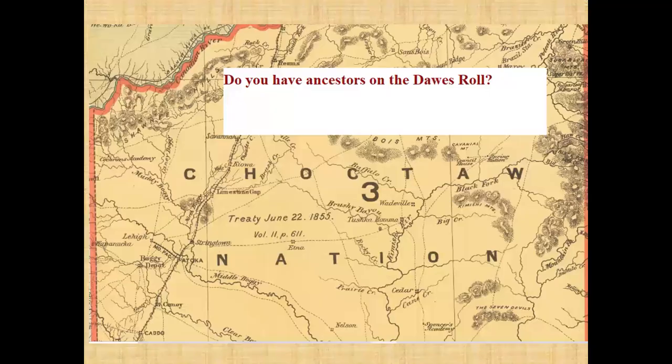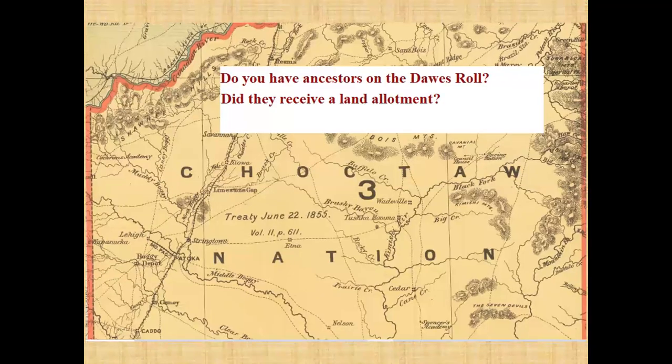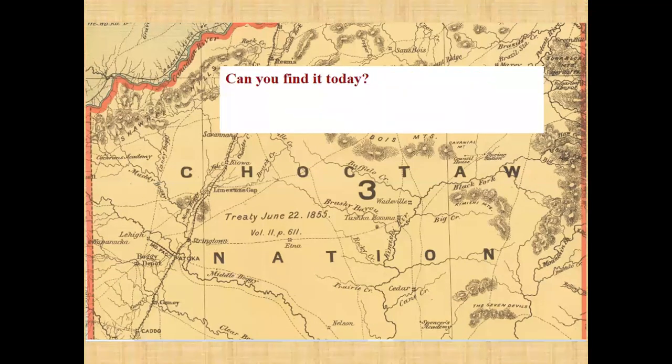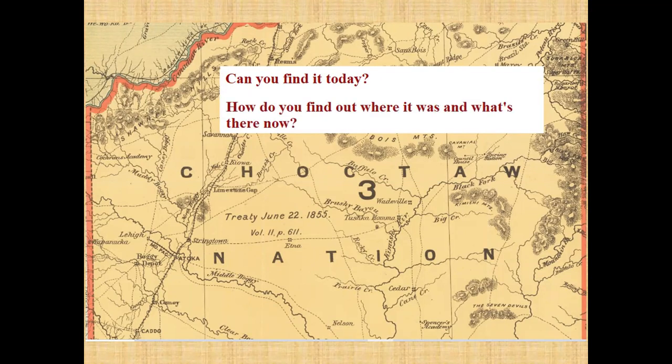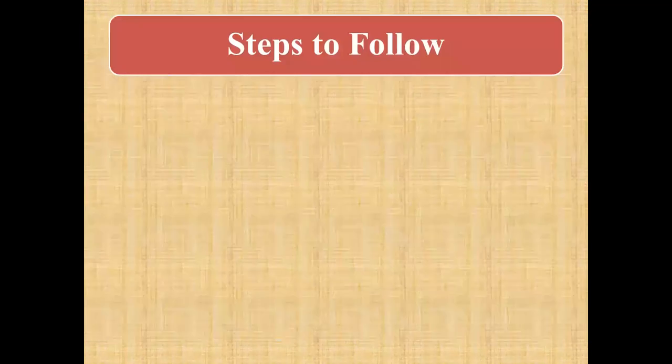Land. Do you have ancestors on the Dawes Roll? Did they receive a land allotment? Do you know where that allotment actually is? Can you find it today if you wanted to drive there? And how do you find out where it was and what's there now?